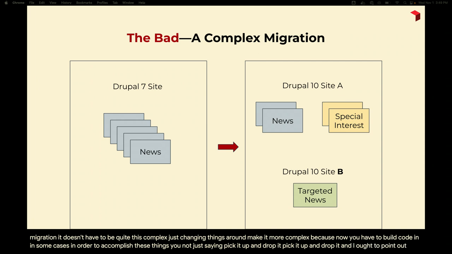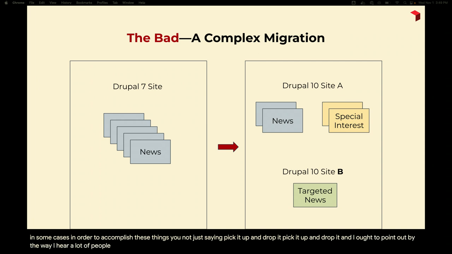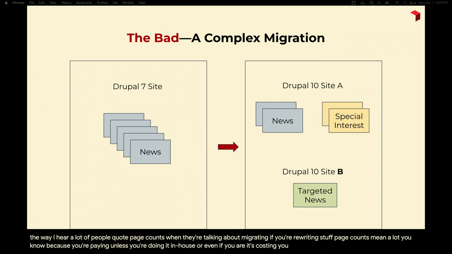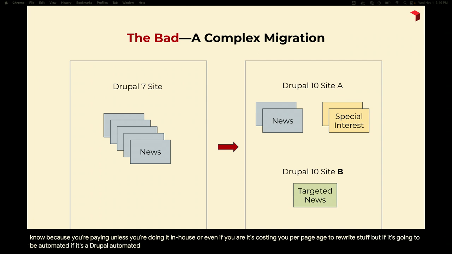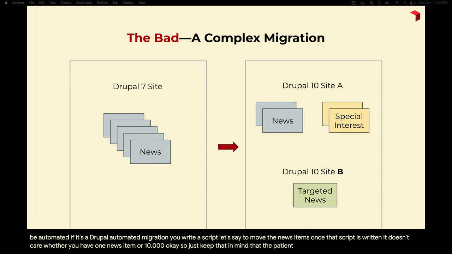And I ought to point out, by the way, I hear a lot of people quote page counts when they're talking about migrating. If you're rewriting stuff, page counts mean a lot, because unless you're doing it in-house, or even if you are, it's costing you per page to rewrite stuff. But if it's going to be automated, if it's a Drupal automated migration, you write a script, let's say to move the news items. Once that script is written, it doesn't care whether you have one news item or 10,000. So just keep in mind that the page count typically does not matter when you're doing that kind of migration.